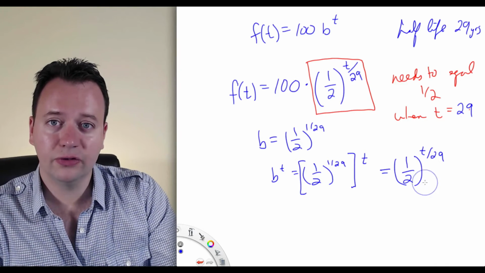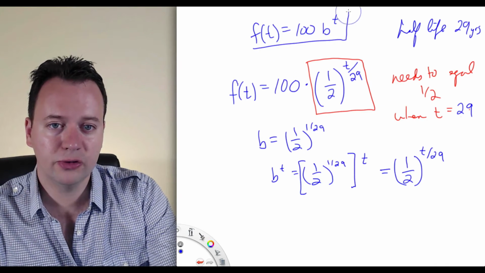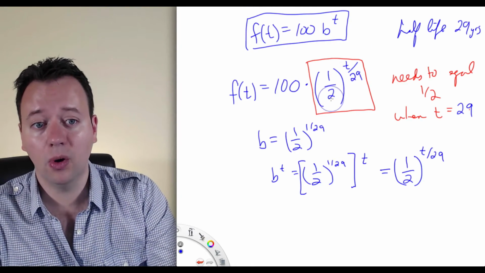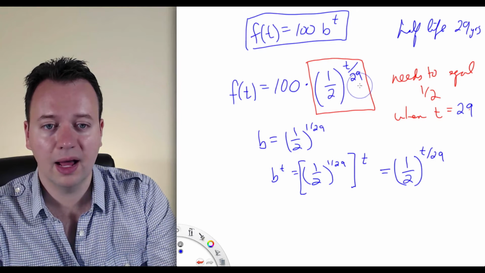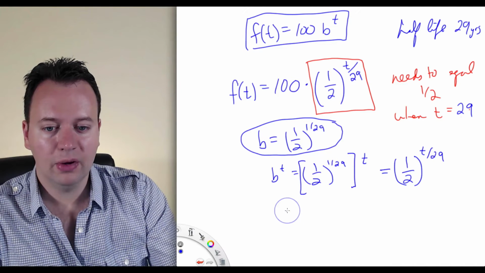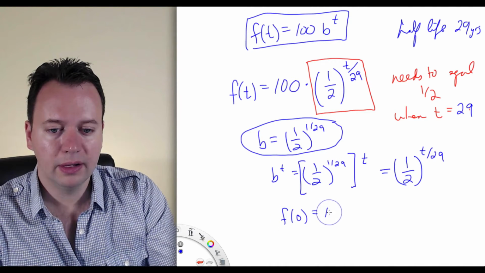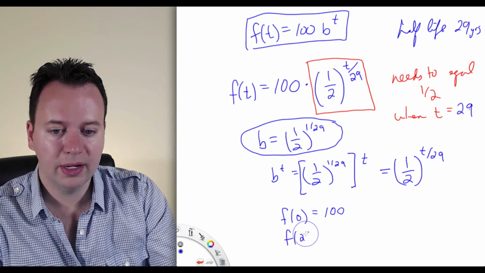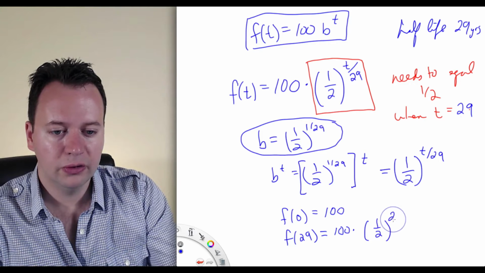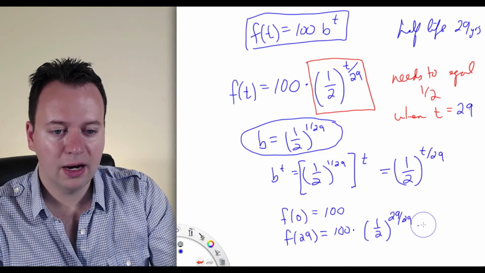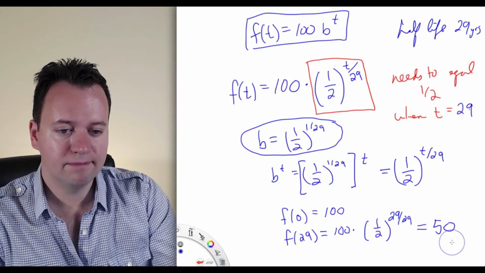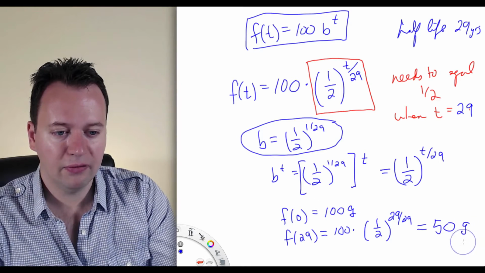So it does work. It fits this form. You have some number to the power of t. That number happens to be 1/2 to the power 1 over 29. So b is equal to 1/2 to the 1 over 29. And we can see it works because f of 0 is equal to 100 and f of 29 is equal to 100 times 1/2 to the 29 over 29. Now 29 over 29 is 1, and 1/2 to the 1 is 1/2. So we get 50. So after 29 years, we have 50 grams.